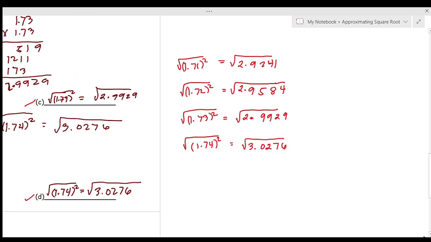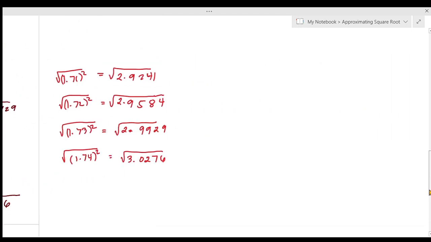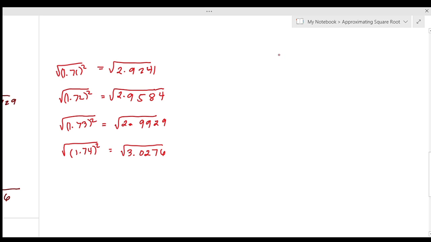So, let's analyze the results. Which one is closer to the square root of 3? As we can see, it is not here, not between 1.71 and 1.72, nor between 1.72 and 1.73, because we don't see any 3. And let's look at the last results.